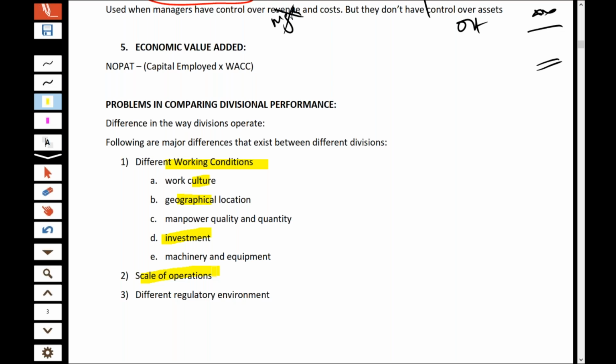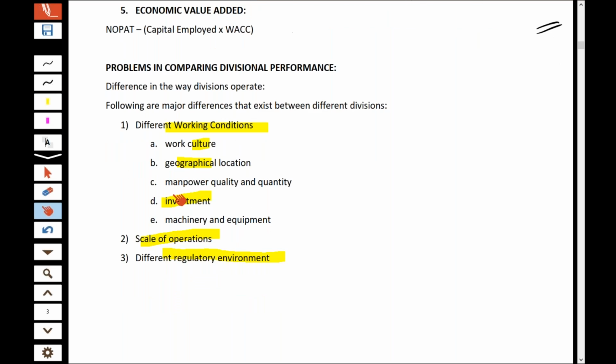And the third one of them is a different regulatory environment. Basically, it actually depends upon what sort of regulatory environment you are operating in. So that's the regulatory operating environment, which is also going to have an impact upon how our division operates. So when you talk about divisionalization, you need to understand that when it comes to measuring the performance of our division, these are the multiple things that you would have to keep in mind.